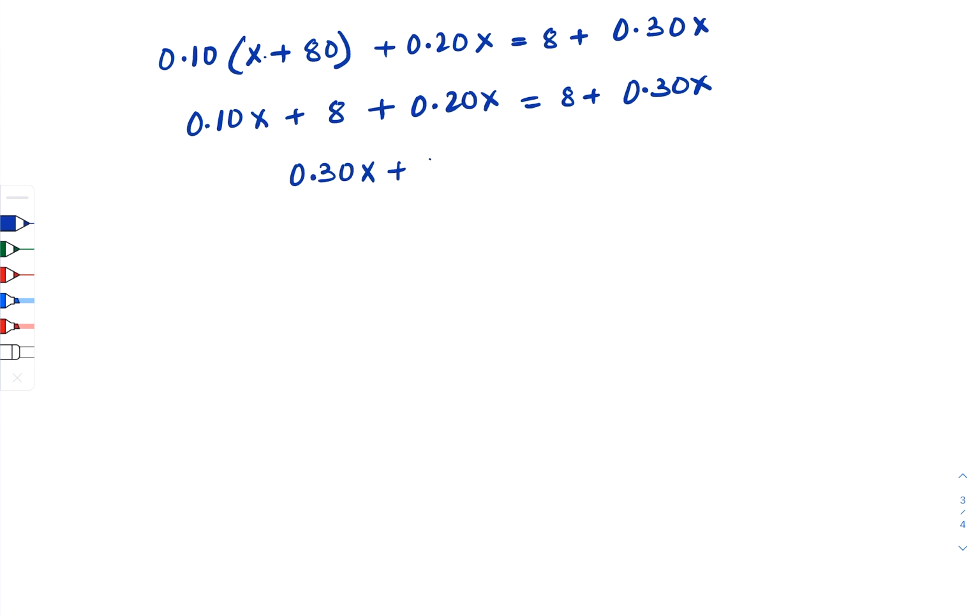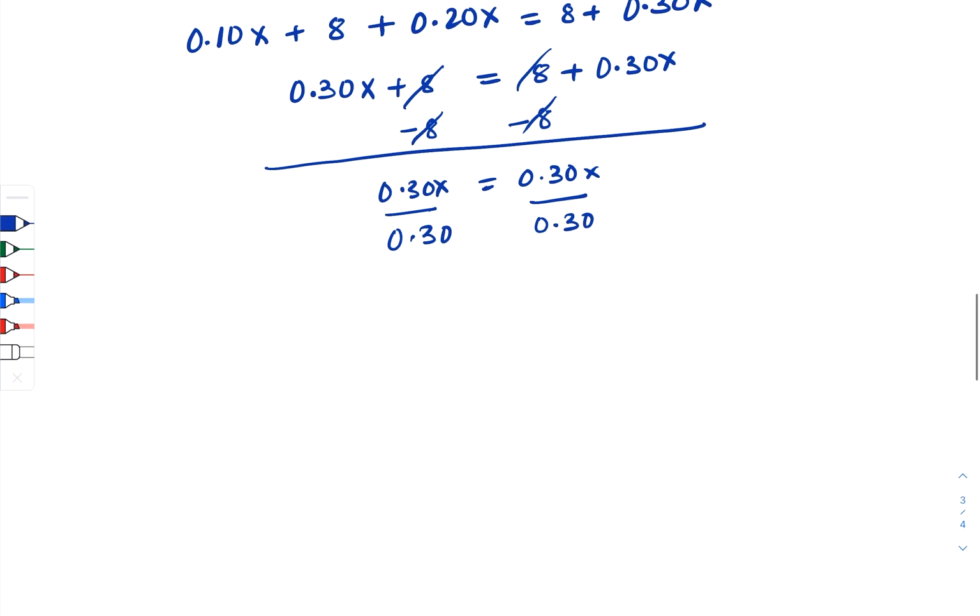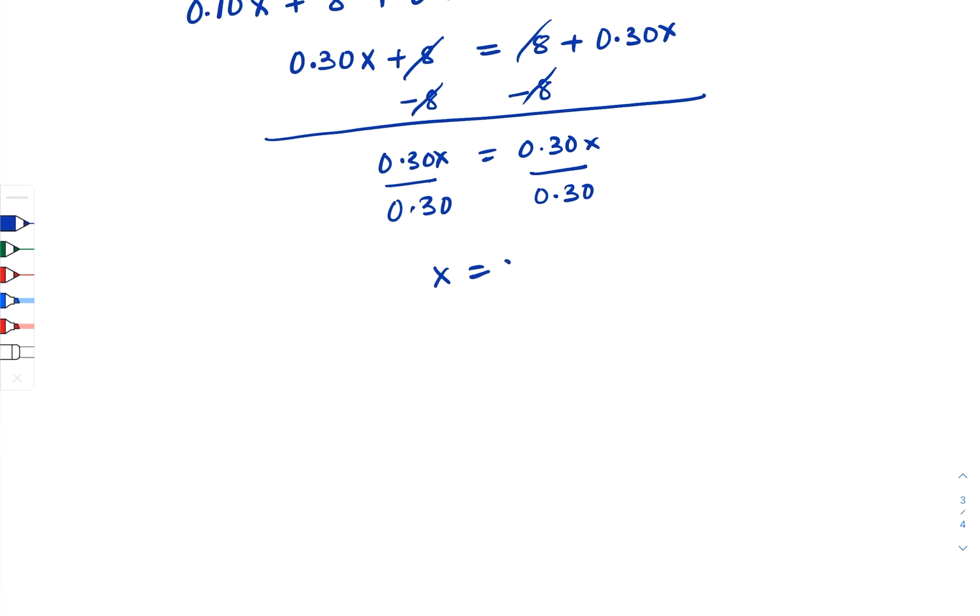Okay, again, I'm going to combine the x's on the left hand side, so that's going to give me 0.30x plus 8 is equal to 8 plus 0.30x. And at this point in time, we can see that the left hand side is exactly the same as the right hand side. So let's go ahead and just get rid of the 8 from both sides. Okay, first of all. So when I do that, I get 0.30x is equal to 0.30x. And then I'm going to divide both sides by 0.30. So I get x is equal to x.